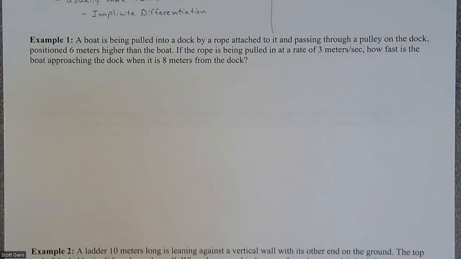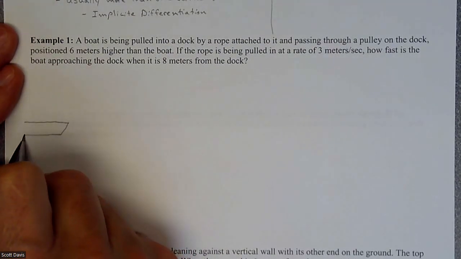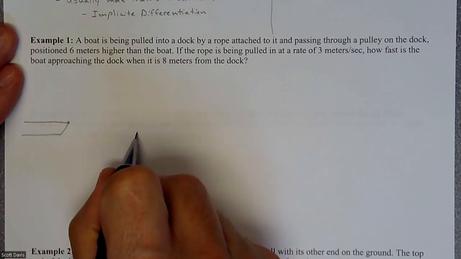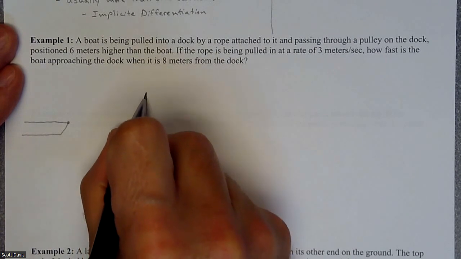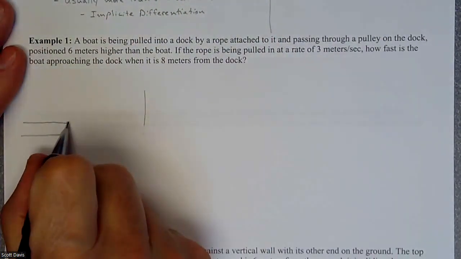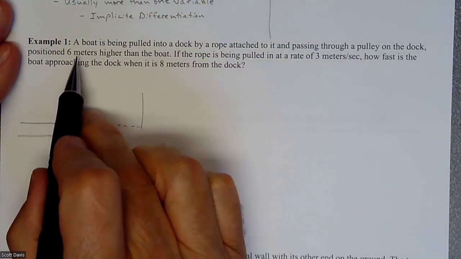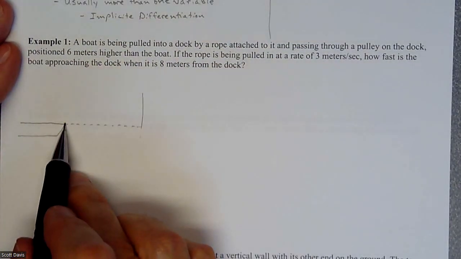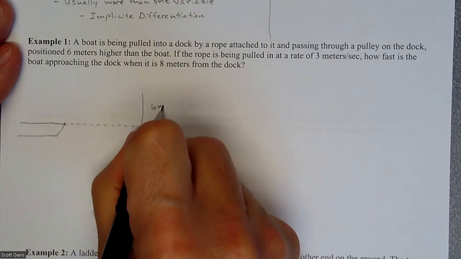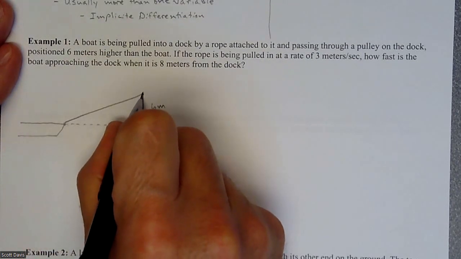So I'll do my best on my stick figure kind of drawings here. So we got ourselves a boat, right? And let's say that it's being pulled to the dock, and the dock is here, right? And so actually, let me do this, that we're going to go straight across. And then it says it's 6 meters higher than the boat. So here's the top of the boat, and this is 6 meters. Okay, and then we have the rope is being pulled in, and that's where it's being pulled into.